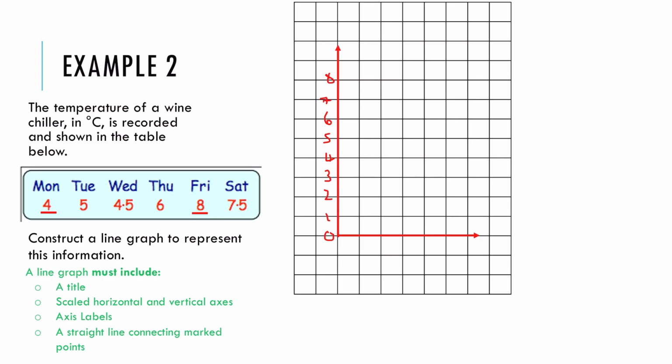And I've got a little bit of room at the top, so I'll stick in 9 as well. I must make sure that I name my axes and give a heading. Temperature in a wine chiller, that's what this information is. Along the side we're going to have temperature, and notice how I've put my units in. It is measured in degrees Celsius. Along the bottom I've got days.